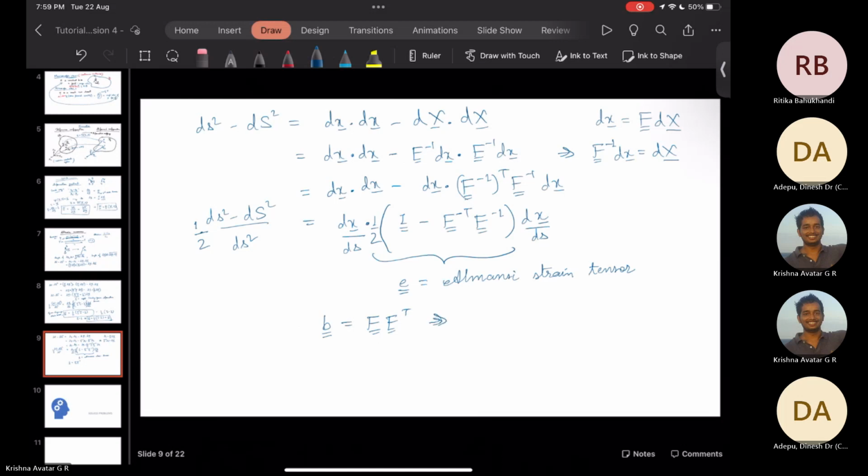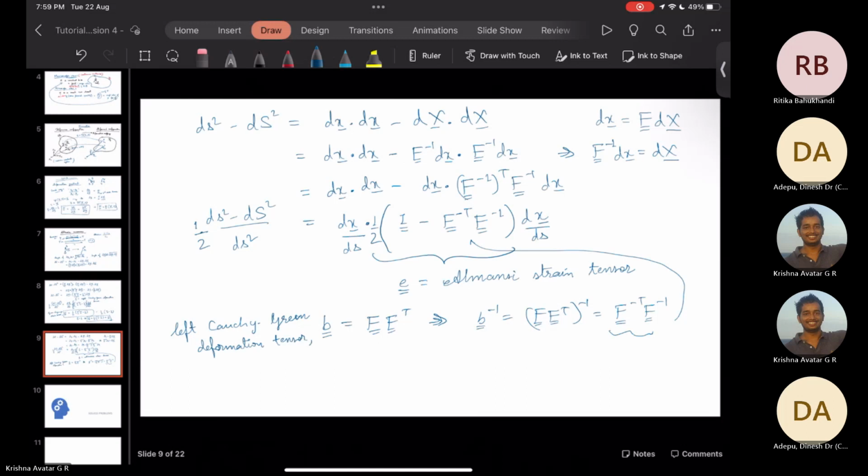And what you see clearly here is that when you take B inverse, this is equivalent to saying (F F transpose) inverse, and this gives us F inverse transpose into F inverse. And you see that this expression is present in the expression for the Almansi strain tensor. Now, at first, let me tell you that B is what is called the left Cauchy-Green tensor, or left Cauchy-Green deformation tensor.